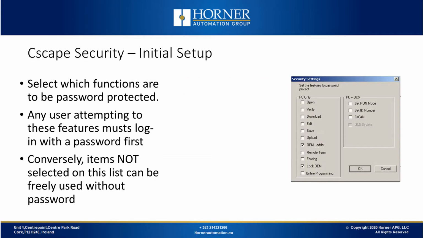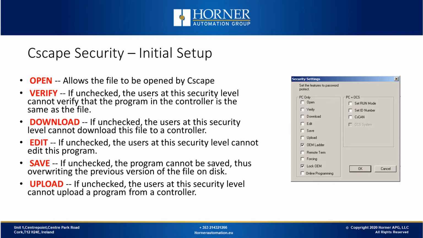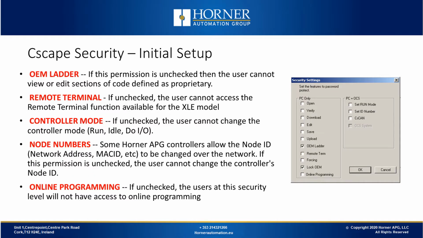Then a list of functions that can be protected are presented to the system designer. You simply check the functions that you want to protect. Functions that aren't checked can be accessed freely without a password. Here's a list of features. They're fairly self-explanatory. You can open, verify, download, edit, and save the program, and you can upload it from the controller. There's a feature called OEM Ladder that we'll discuss later.